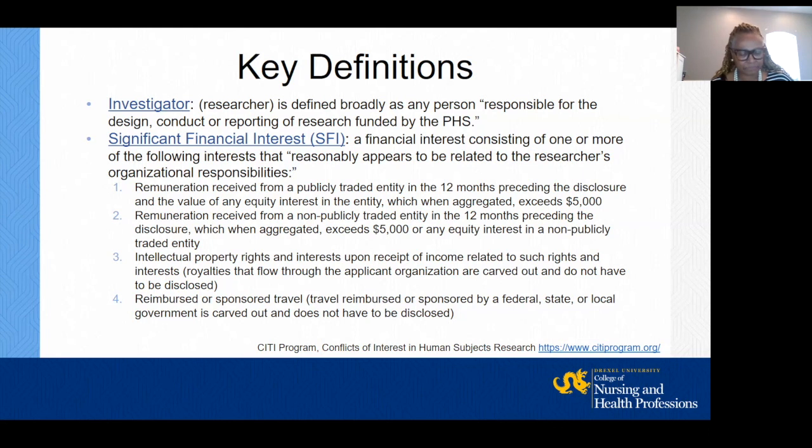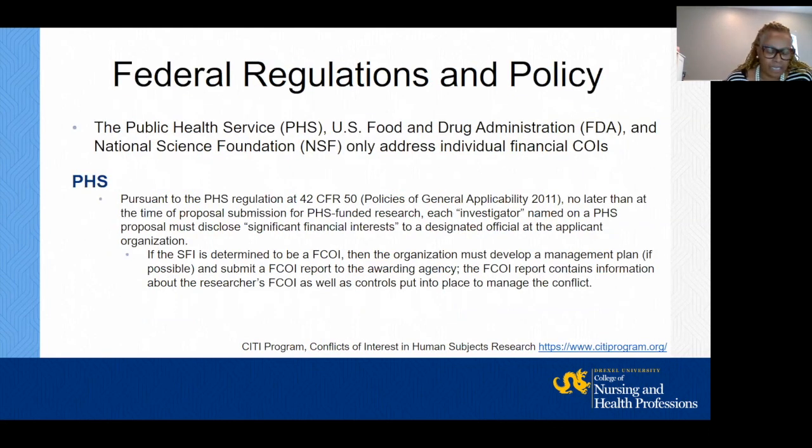Next slide, please. PHS must have been the very first federal agency that said we need conflict of interest regulations to be updated. Then came along the USDA, the FDA, and then NSF was probably about a year after NIH came out. The main thing that I try to express to our researchers and to the administrators who upload the documents is that you have to disclose at the time of proposal submission.